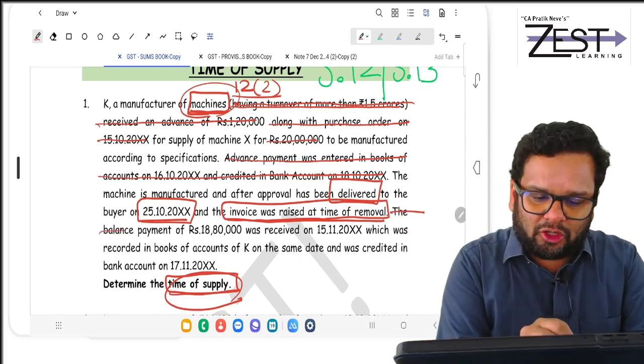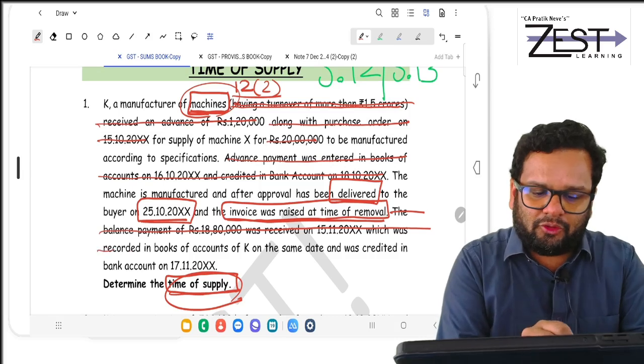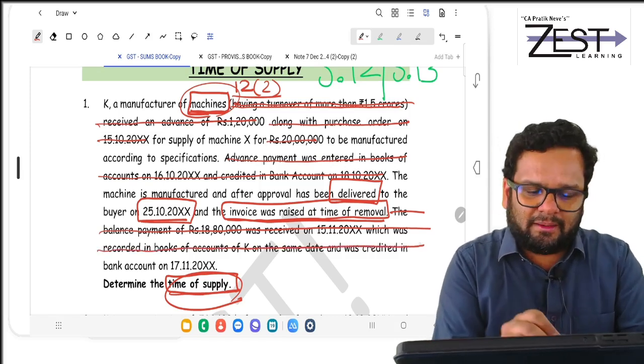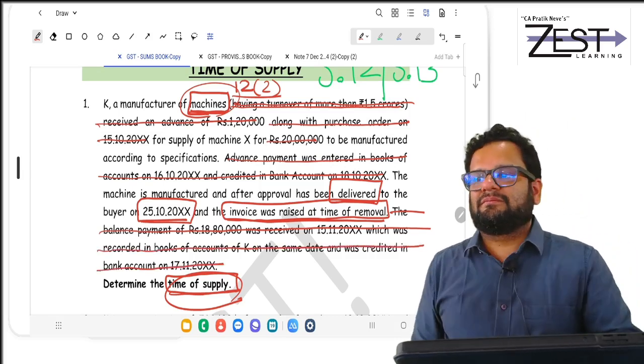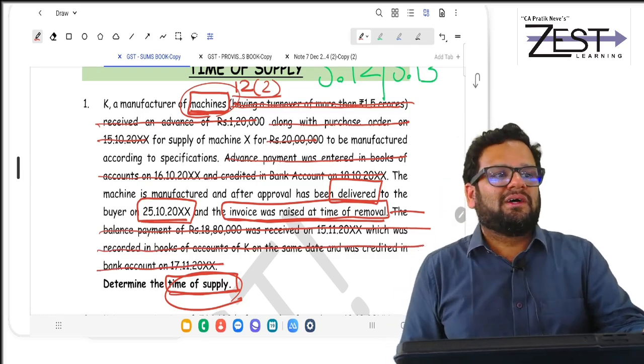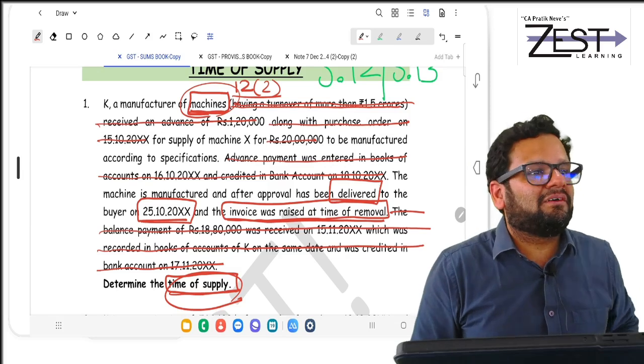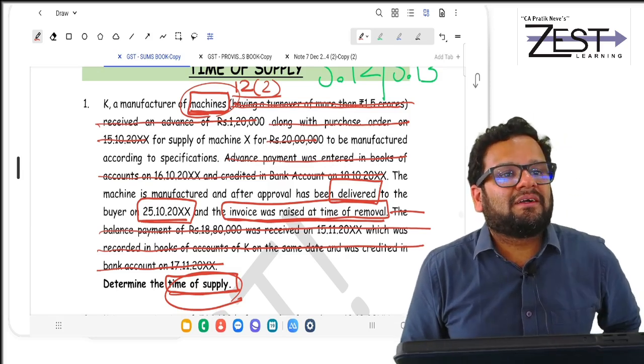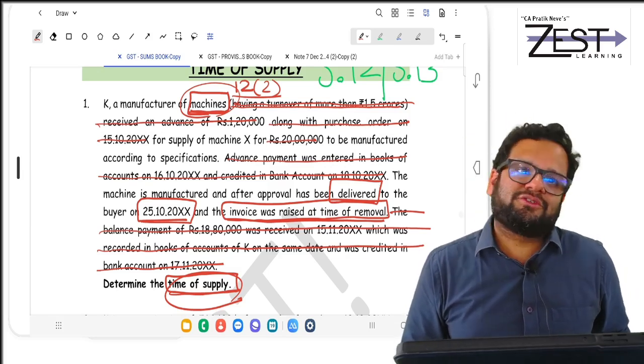Balance payment, I am not bothered. I am not bothered when it is recorded. I am not bothered when it is credited. You can just put one note: all other dates are irrelevant for deciding time of supply of goods. Simple.